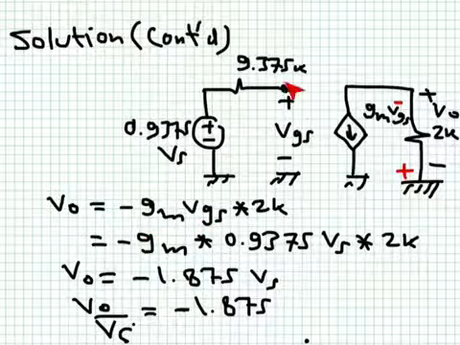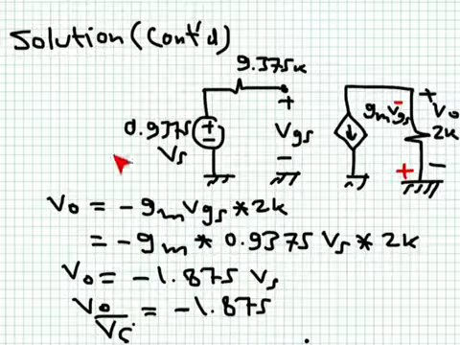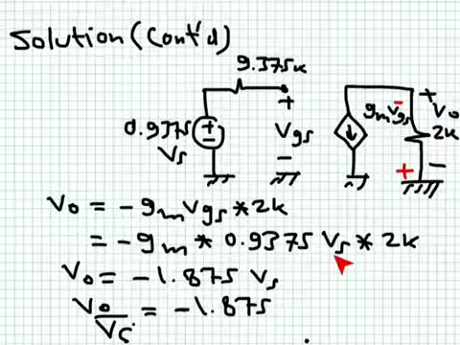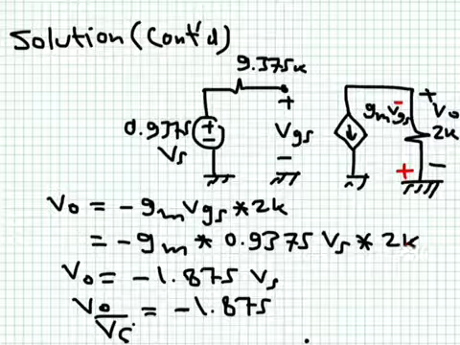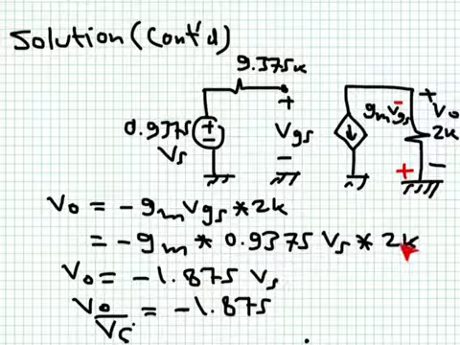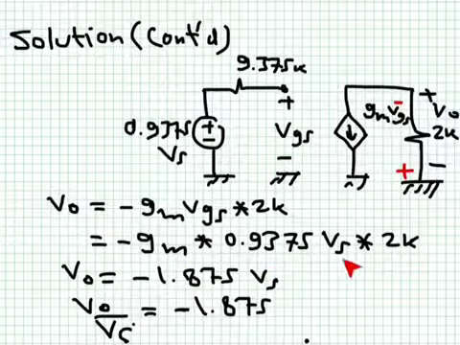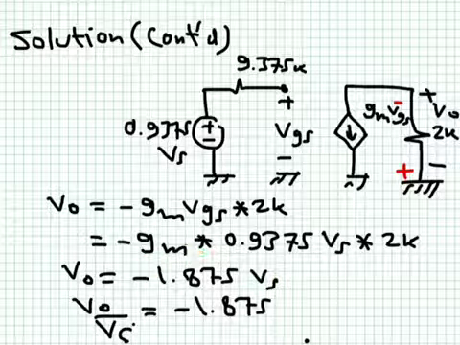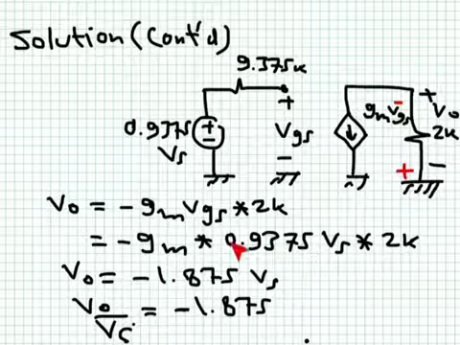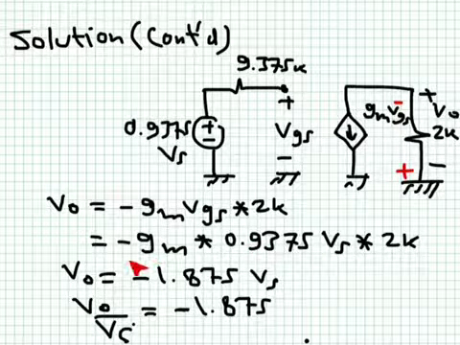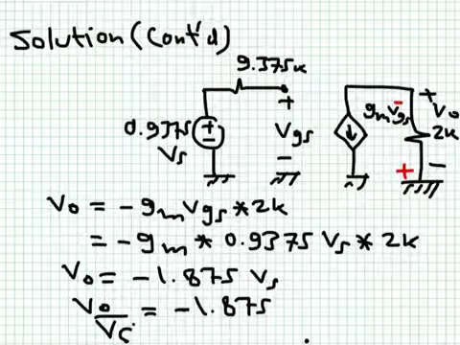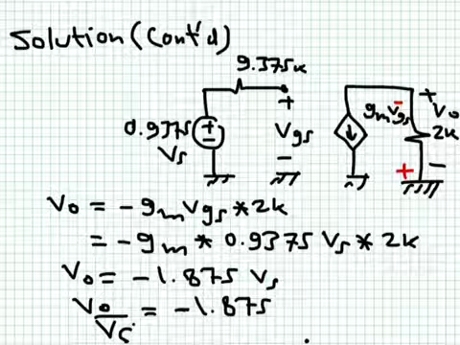I replace VGS by its value. The value of VGS is this voltage here, 0.9375 V source, the original source voltage we have. This is 2K, this is fine. Remember, GM is equal to 1 milliampere per volt. When you multiply it by 2K, the K will cancel with the milli, then you end up with 2. You end up with 1 here, multiplied by 2, multiplied by 0.9375. You end up with a gain of minus 1.875 of V source. So this is the gain of this stage.